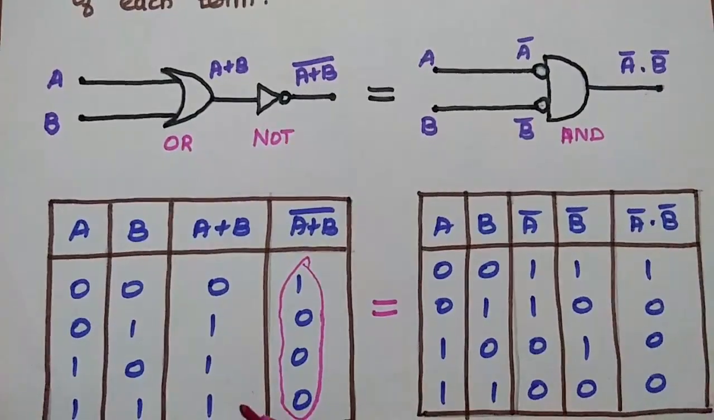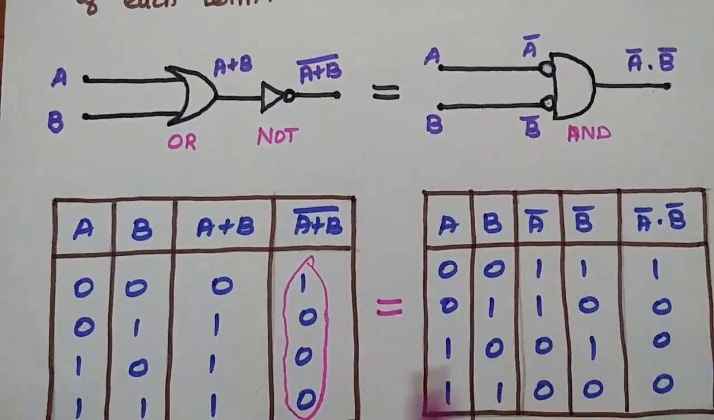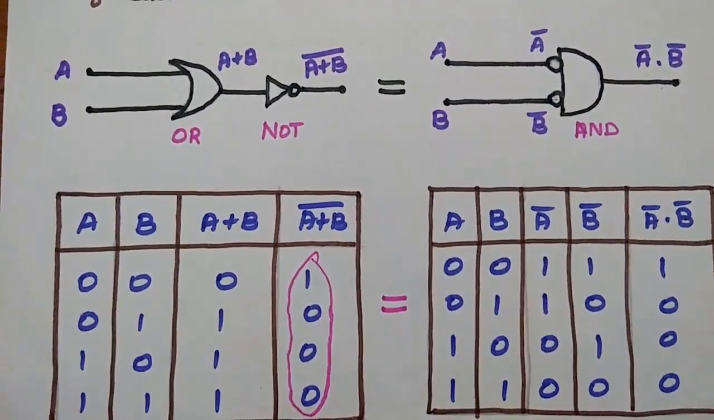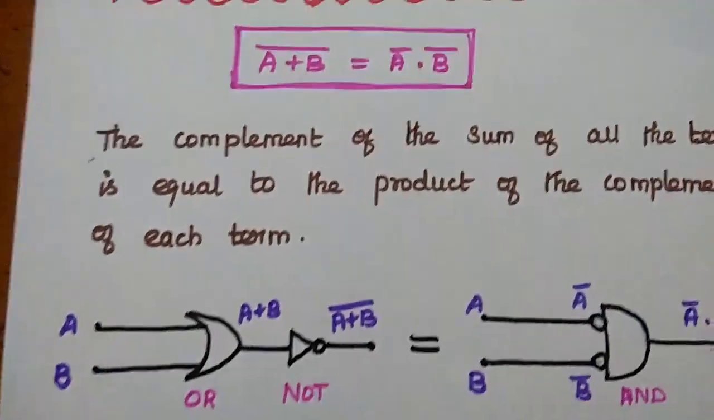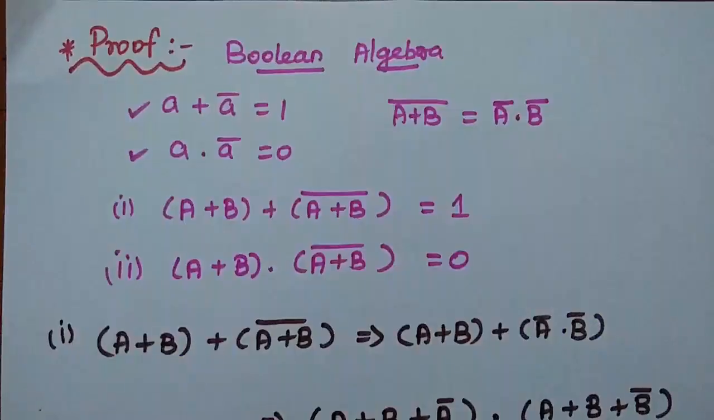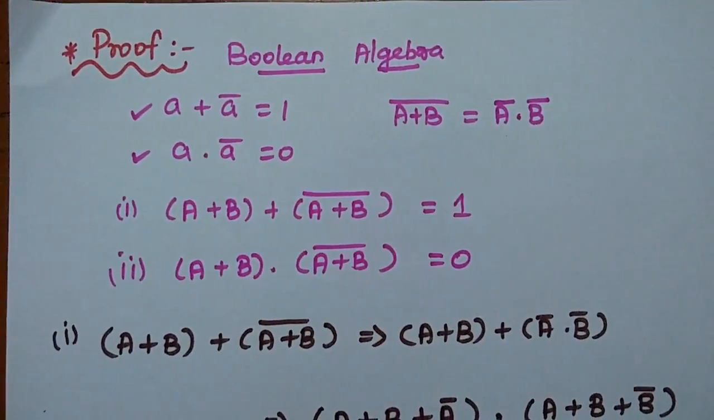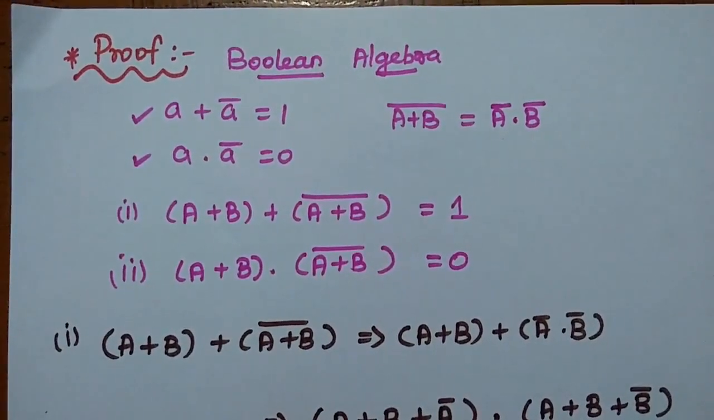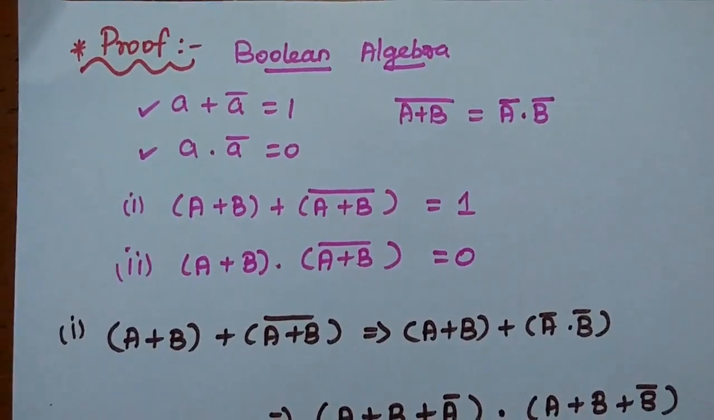Now we can compare these two. Both the outputs are equal. So the theorem is proved by using the truth table. Next we are going to prove De Morgan's first theorem using Boolean algebra.